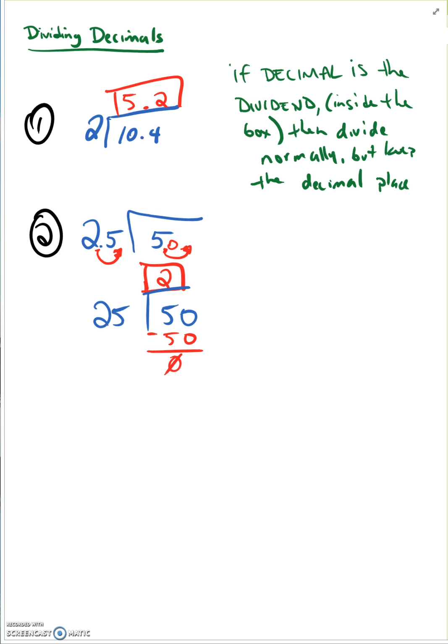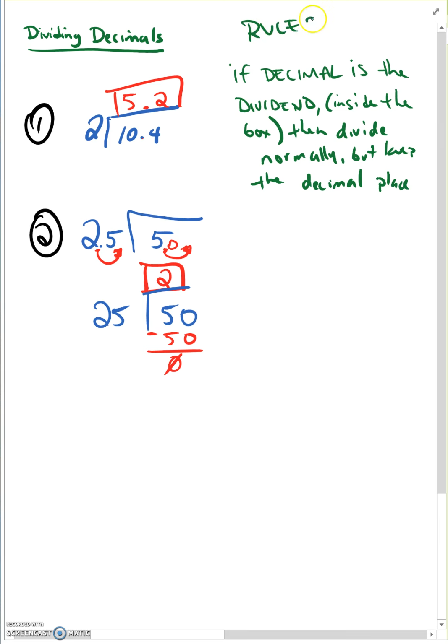The rules on dividing decimals. If the decimal is the dividend, or the number inside the box, then you would divide normally, but you would keep the decimal place. So notice how we kept the decimal place on both ends. We asked how many 2's go into 10, and we put the 5 there, and then we just transferred this decimal up to the top, and then we'd ask ourselves how many 2's go into 4, which was 2, and then that was the answer.